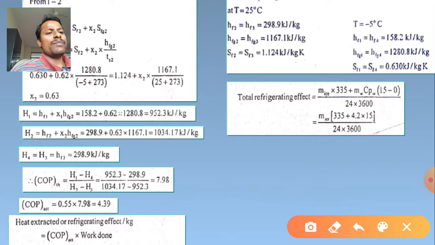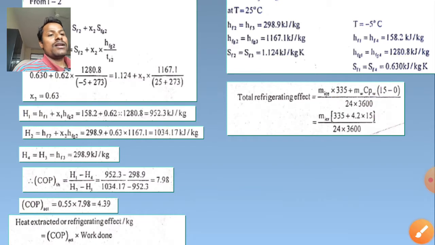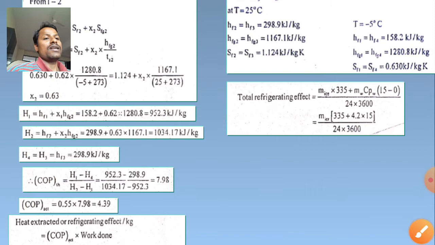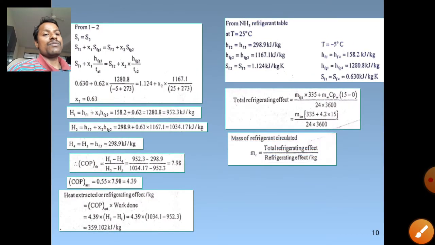this is the simplified formula, that is mass of ice, Cp for ice is 4.2 kilojoule per kg Kelvin, which has been assumed. This is 15, we have kept it as it is. Mass of ice we have taken common, and finally we formed an expression for total refrigeration effect. So we will use this in the further steps.